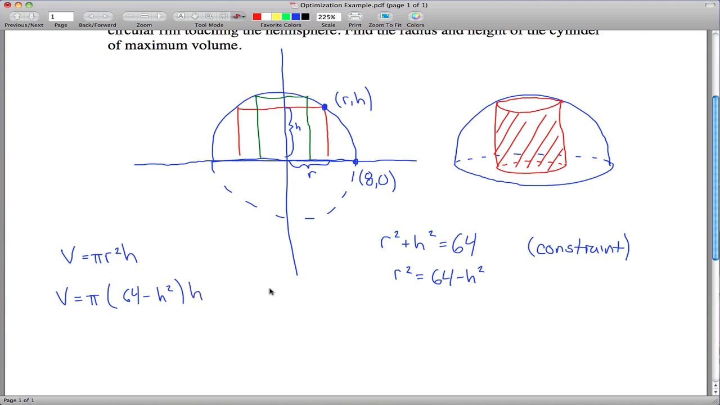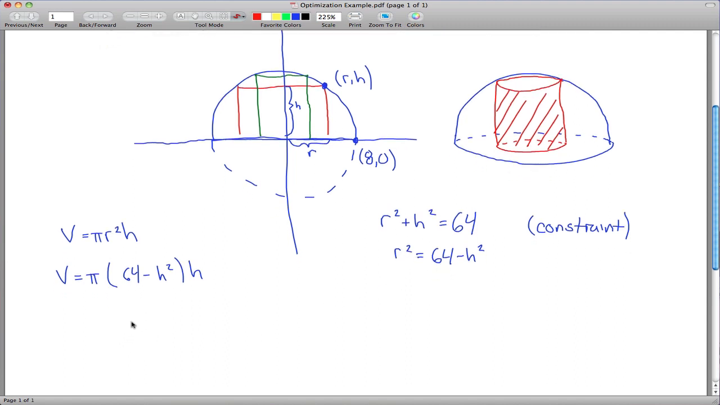times h. I want to point out that if you had solved for r and then squared that, you'd end up back at the same point. We're kind of cutting out a step by getting a little bit clever and solving for r squared here. So anyways, this is our volume. Maybe there's a better way to write it.